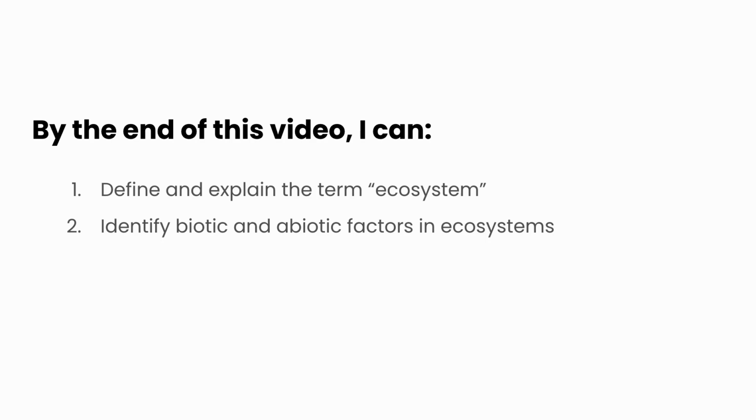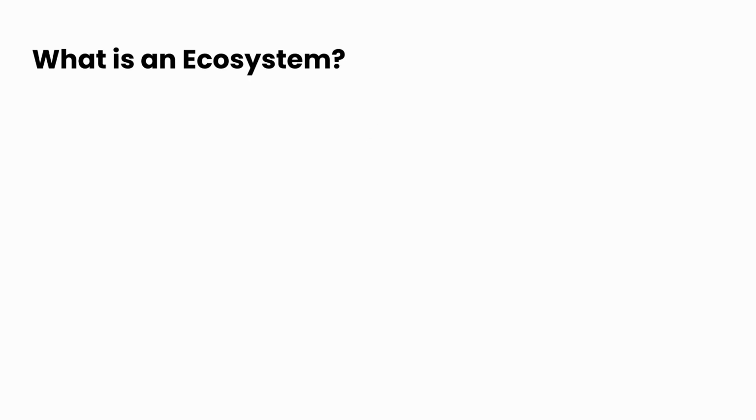In this video, we're going to take a look at elements of ecosystems. By the end of this video, you will be able to define and explain the term ecosystem, as well as be able to identify biotic and abiotic factors found in ecosystems. Before we get into what biotic and abiotic means, we need to start by defining what an ecosystem is.